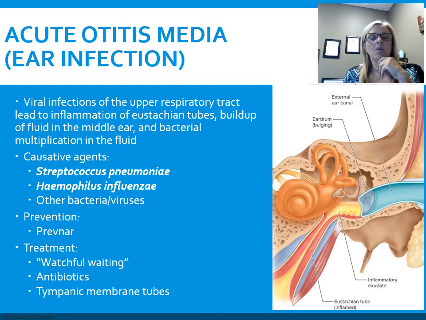The most common causes here are going to be Streptococcus pneumoniae and Haemophilus influenzae, but it can be caused by other bacteria or viruses. We do have a vaccination for Strep pneumoniae now. This is Prevnar, and it's antigenic and contains 13 different strains. This is different than the vaccine for pneumonia, okay? Even though it's a similar organism. We do have antibiotic resistance that occurs.